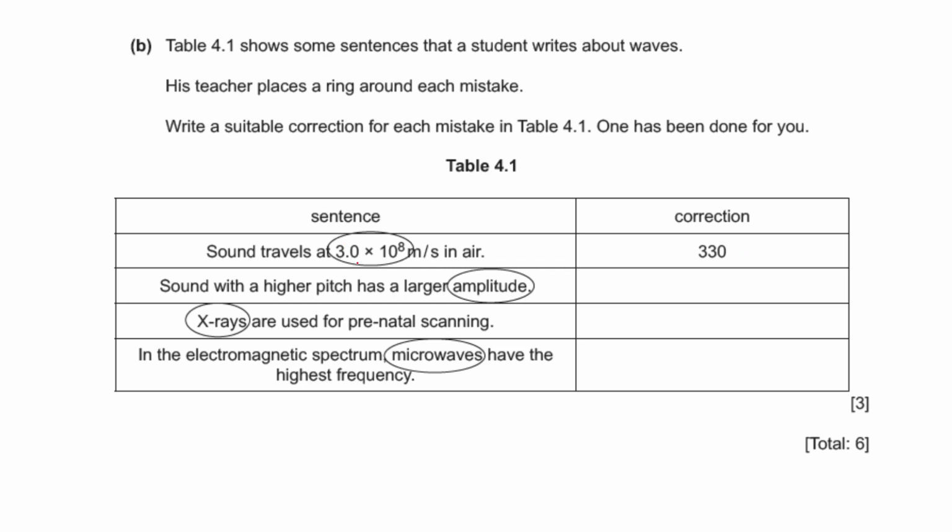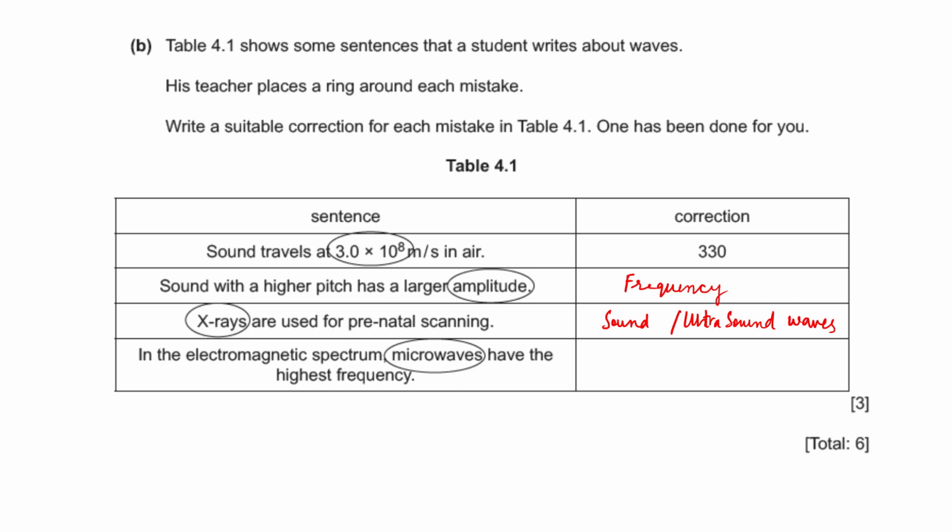The other mistake is electromagnetic waves travel at 3 into 10 to power 8 meters per second. Similarly, sound is higher pitch. Sound with a higher pitch has a larger amplitude. No, the sound has a larger frequency. X-rays are used for prenatal scanning. No way. These are sound waves, or very exact, ultrasound waves. Ultrasound waves are used for prenatal scanning.